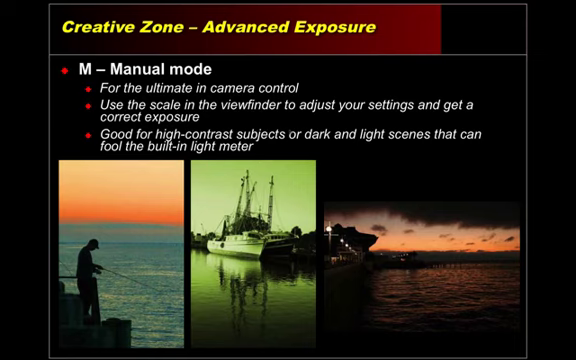Now, manual mode. For the ultimate in camera control, you use the scale in the viewfinder to adjust your settings and get the correct exposure. You can see the little metering going up and down, lighter and darker, so you adjust till you get the right settings there, and it's in the middle, balanced. And it's good for high contrast subjects or dark and light scene modes that can sort of fool the built-in light meter sometimes. So this gives you total control over the camera. And we can see by the pictures, you can get some pretty dramatic shots in this mode.